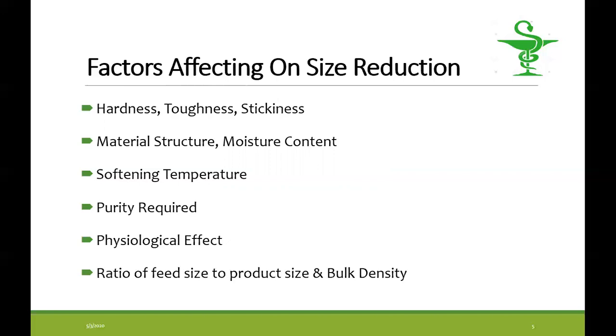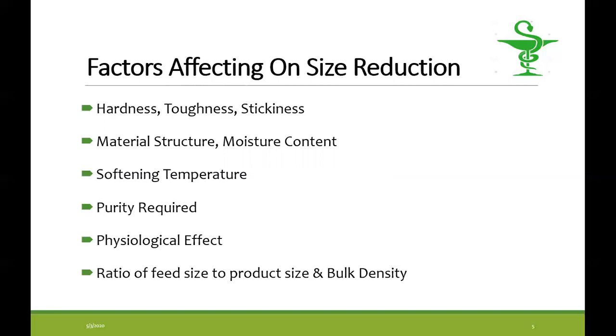Next one is the softening temperature. Waxy substances such as stearic acid, or drugs containing oils or fats, become softened during size reduction processes. If heat is generated, this can be avoided by cooling the mill.